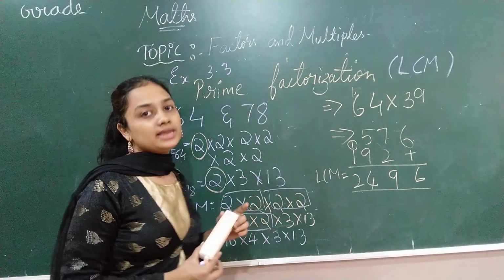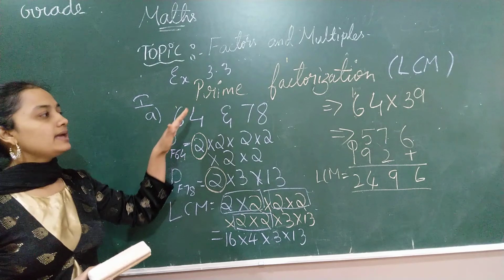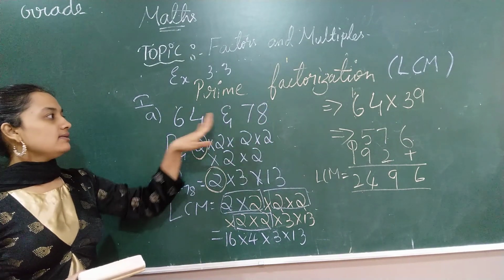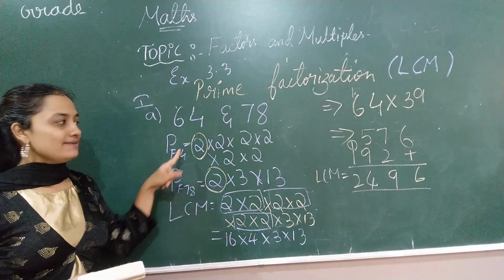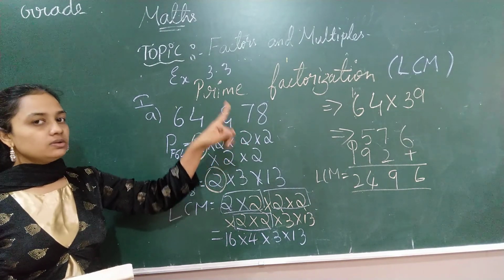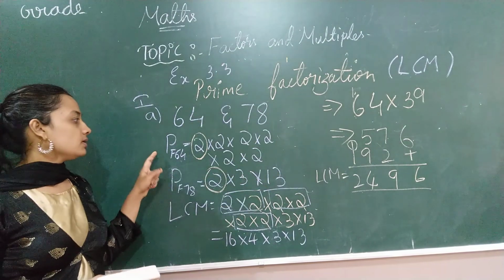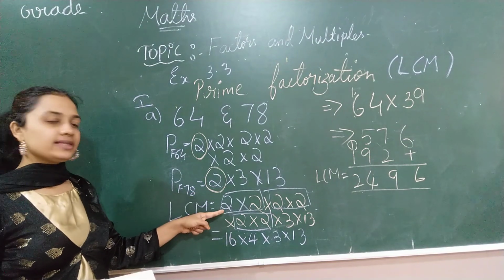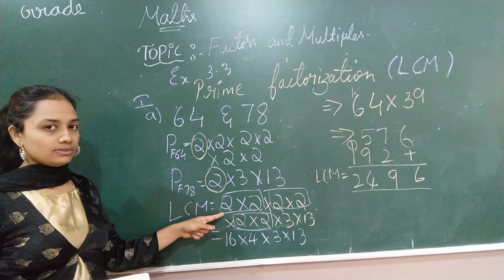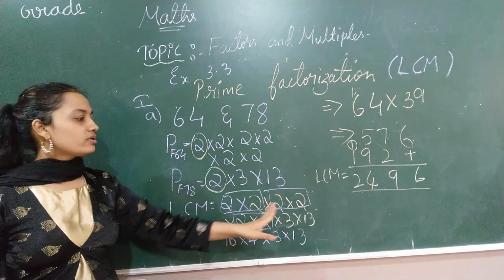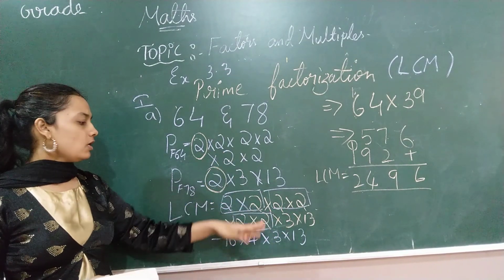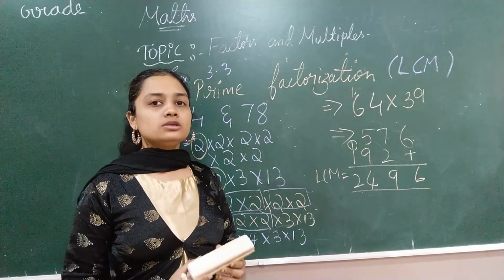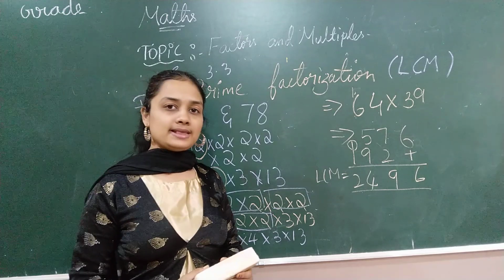So let me recap, children, how to find LCM using the prime factorization method. You take the given numbers, find the prime factors doing the prime factorization division. You circle the common ones and write that once. After writing the common, you write everything that is left and multiply all the numbers to get the LCM. So now next we'll go for the second method.